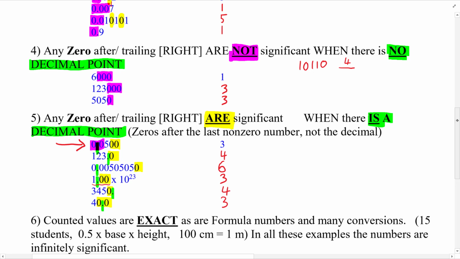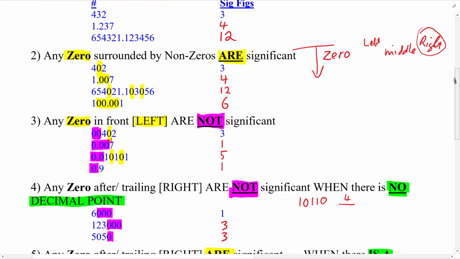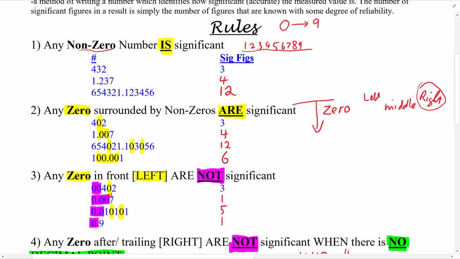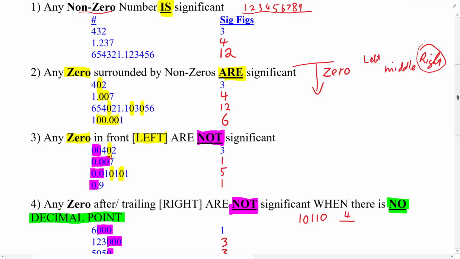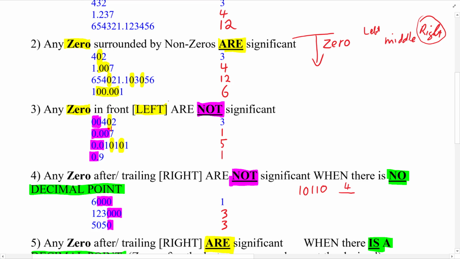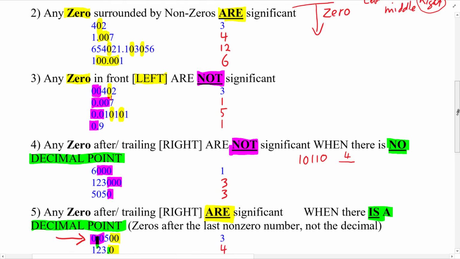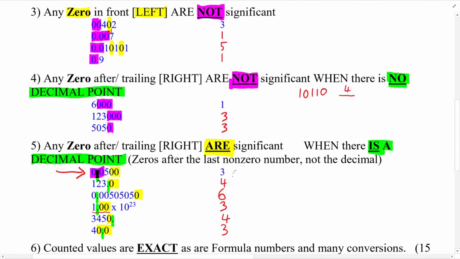That deals with all the rules for numbers. The 1, 2, 3, 4, 5, 6, 7, 8, 9 are. The zeros in the middle are. The zeros to the left are not. The zeros to the right when there's no decimal are not. And the zeros to the right when there is a decimal are.